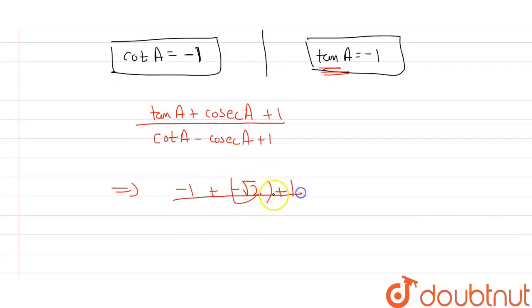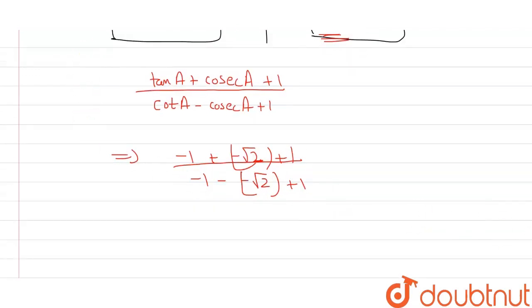And in the denominator, cot A is minus 1, right? And here, sorry, this should be a minus, let me correct it first. Minus, and minus of cosec A which is minus root 2, this is also root 2 here. So this is plus 1.